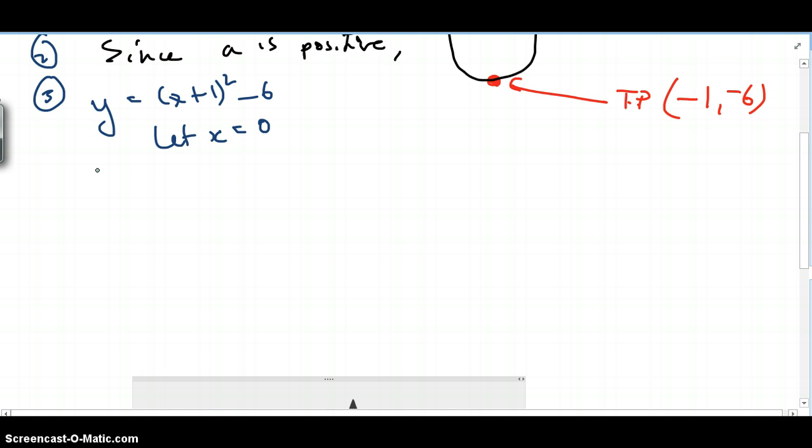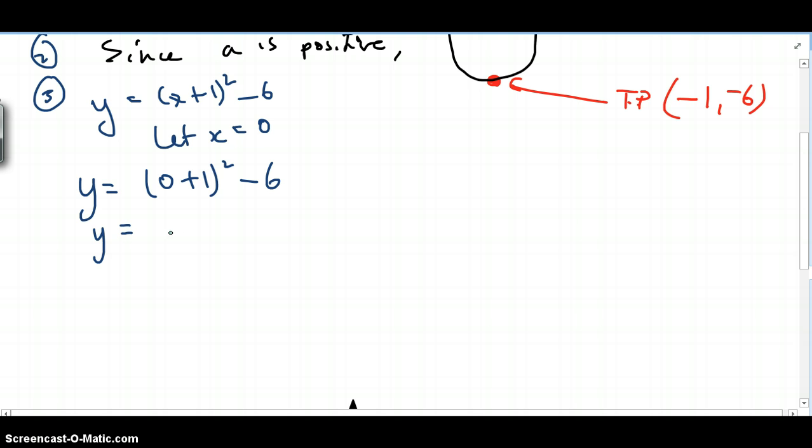you can see y equals (0 + 1) squared minus 6. And from here, we just solve: y equals 1 squared minus 6, y equals minus 5. So therefore, the coordinates of our y-intercept are (0, -5). If you're wondering where I got the 0 from, well, I had to substitute x equals 0 in. So that was kind of the placeholder already that we had there.